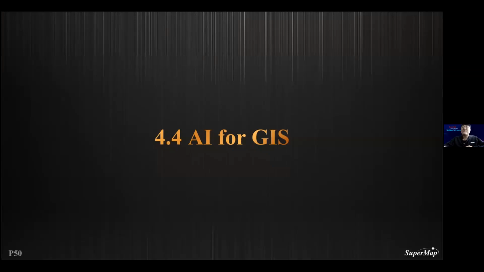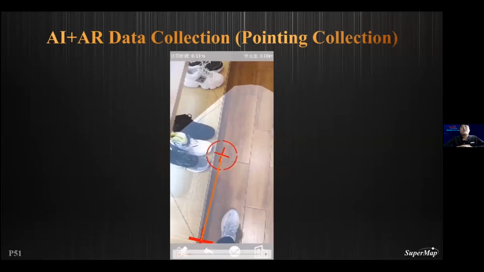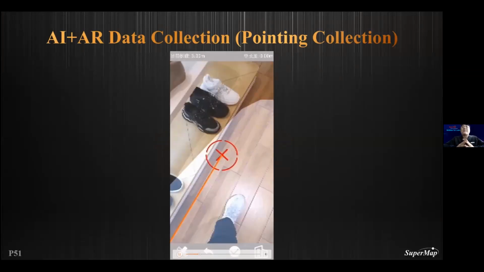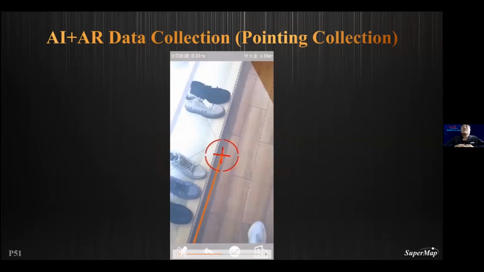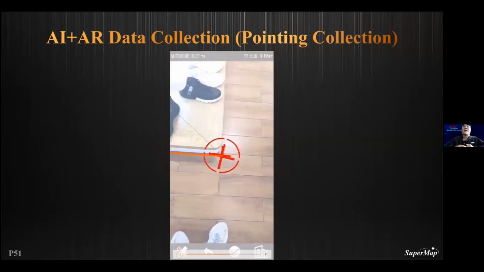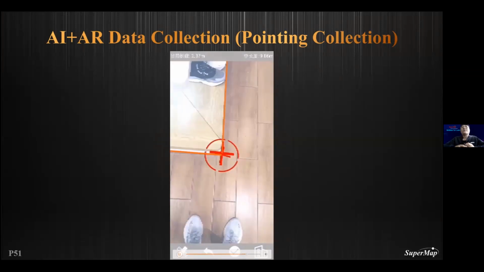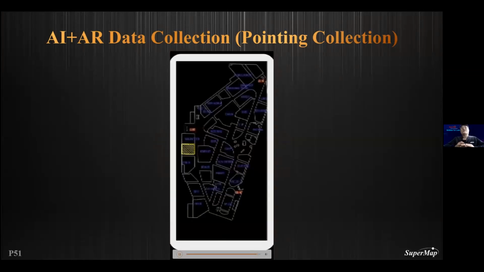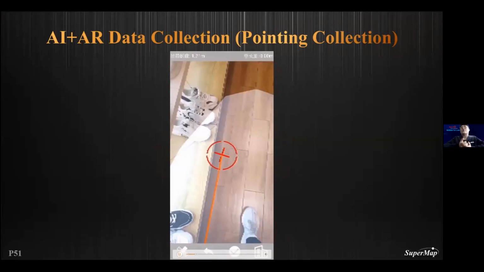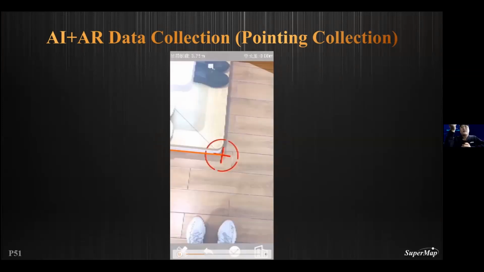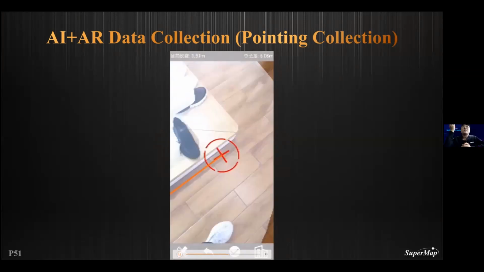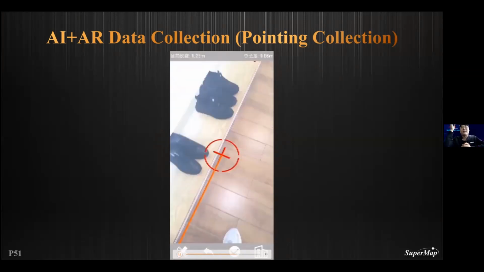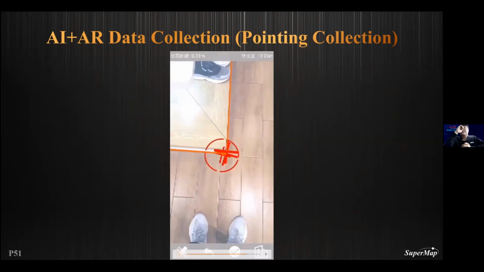Okay, and next, the 4.4 is AI for GIS, which means the AI capability helps GIS to enhance the GIS capability. Such as this one, which is based on AR and AI. We just need to open our camera and walk around this area to pick some points on camera, and then we can collect this area, this polygon, and update it to the map.